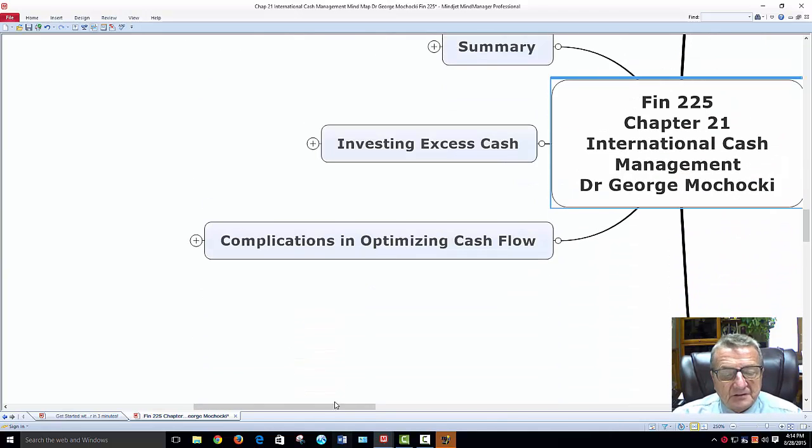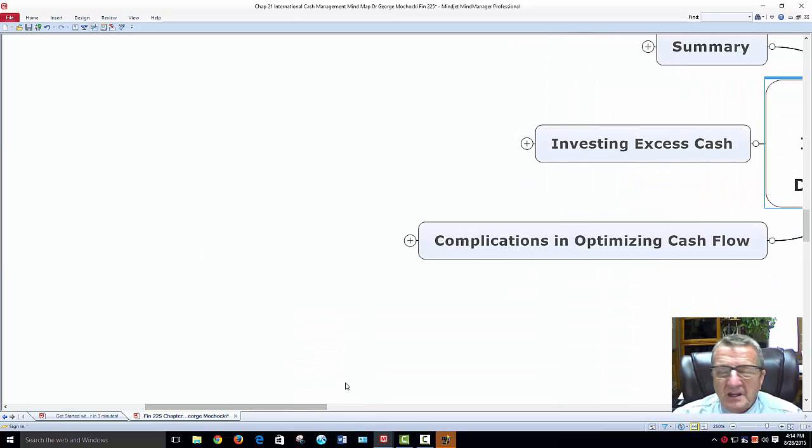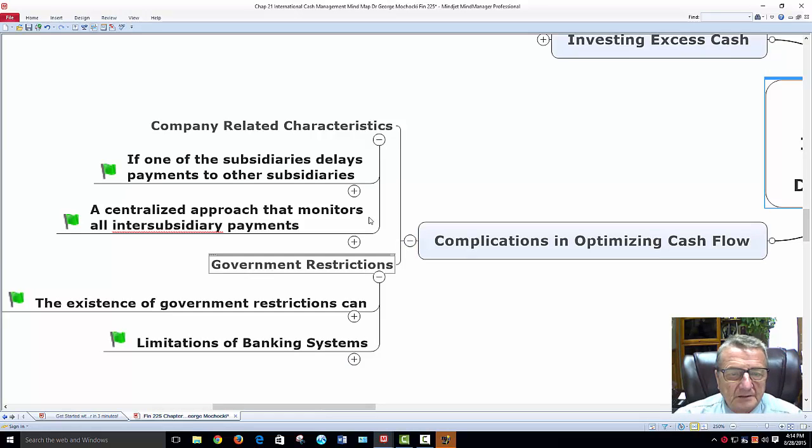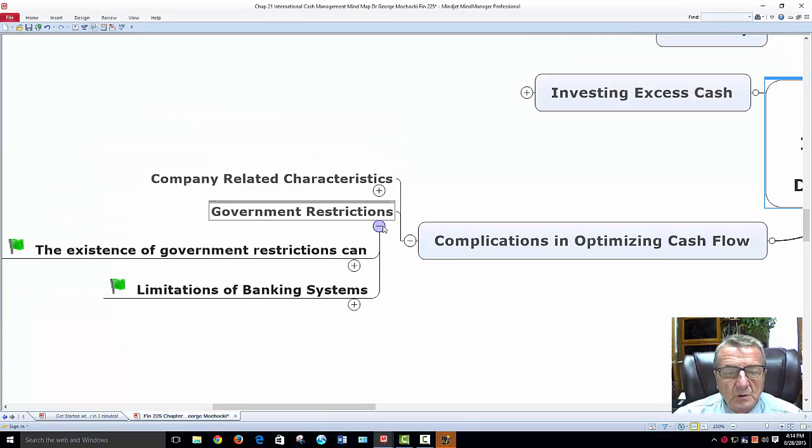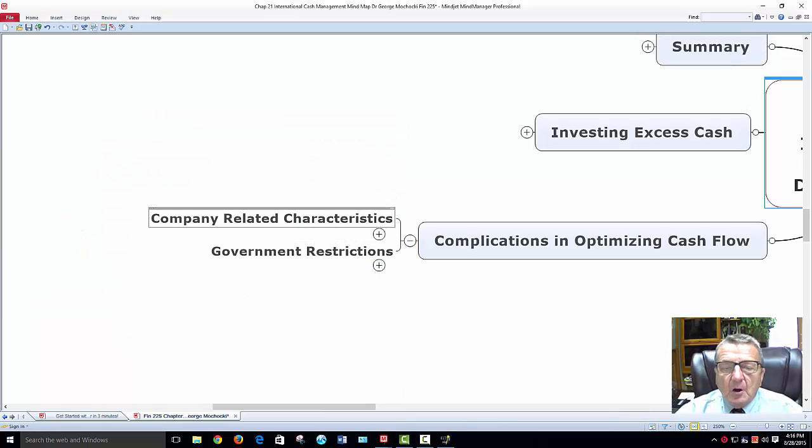Okay, let's hit this one. Complications in optimizing cash flow. I think in the book it just says optimizing cash flow, but the author really stressed the complications that could happen. Remember, with subsidiaries, a lot of things could go right or wrong. I'm always trying to be positive, thinking everything's going to go right. Okay, so what do we have here? We have two main items: company-related characteristics or government restrictions.